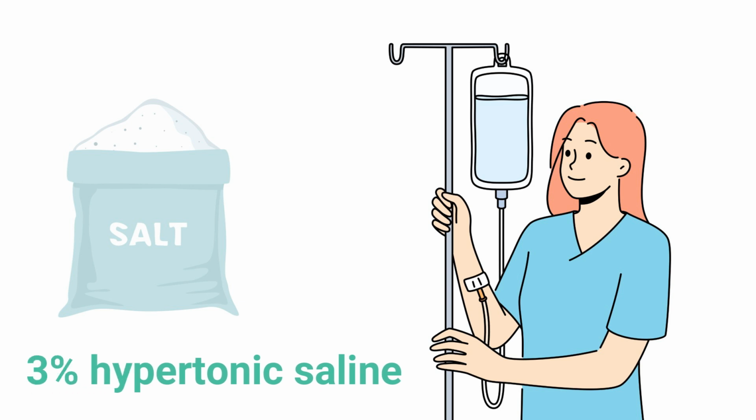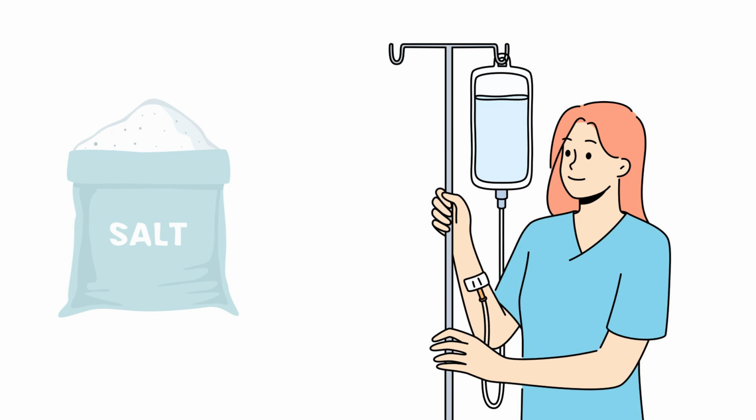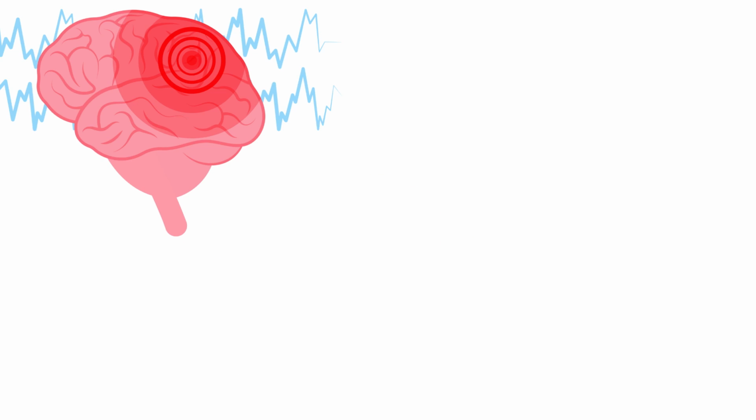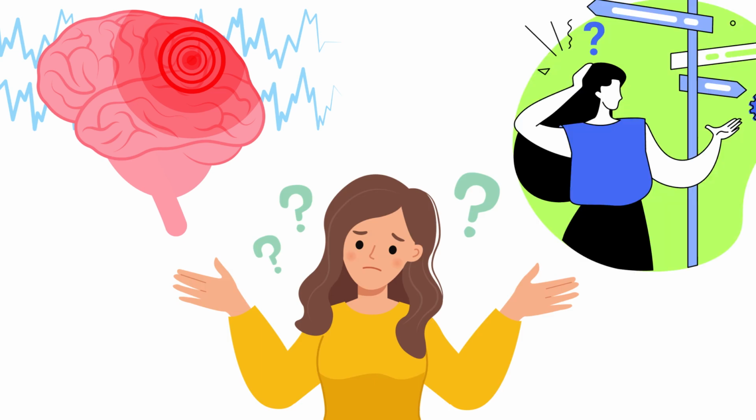Also, the rate of correction should not be high because more rapid correction can result in osmotic demyelination of the central nervous system, leading to severe lethal complications like osmotic demyelination syndrome, causing quadriplegia. Patients presenting with severe symptoms like seizures, confusion, and delirium need urgent initial correction with hypertonic saline infusion for the first few hours rather than just doing water restriction.